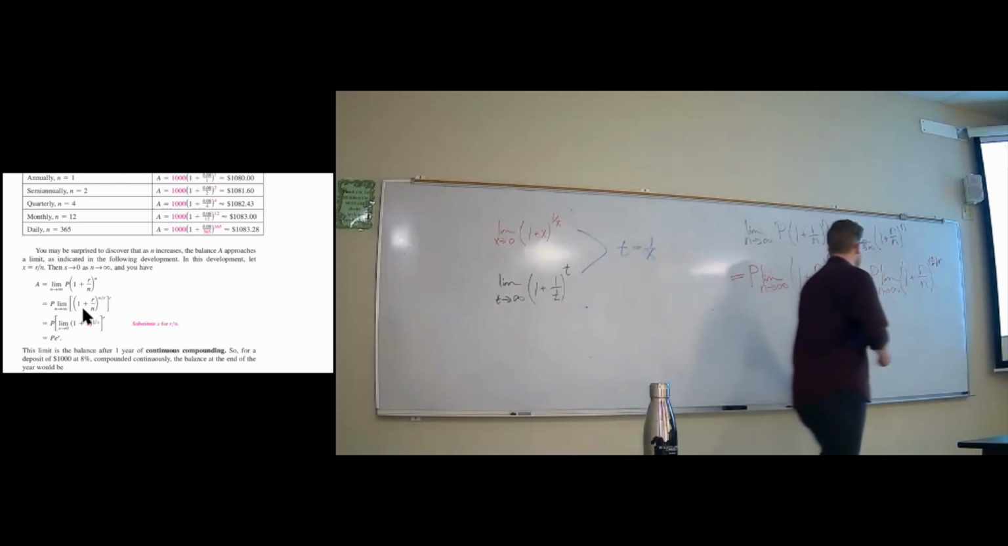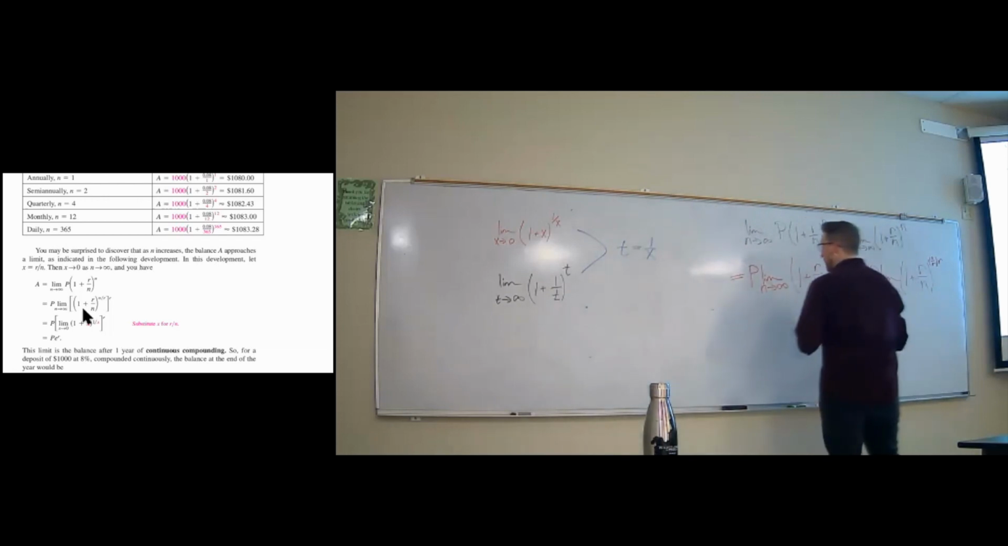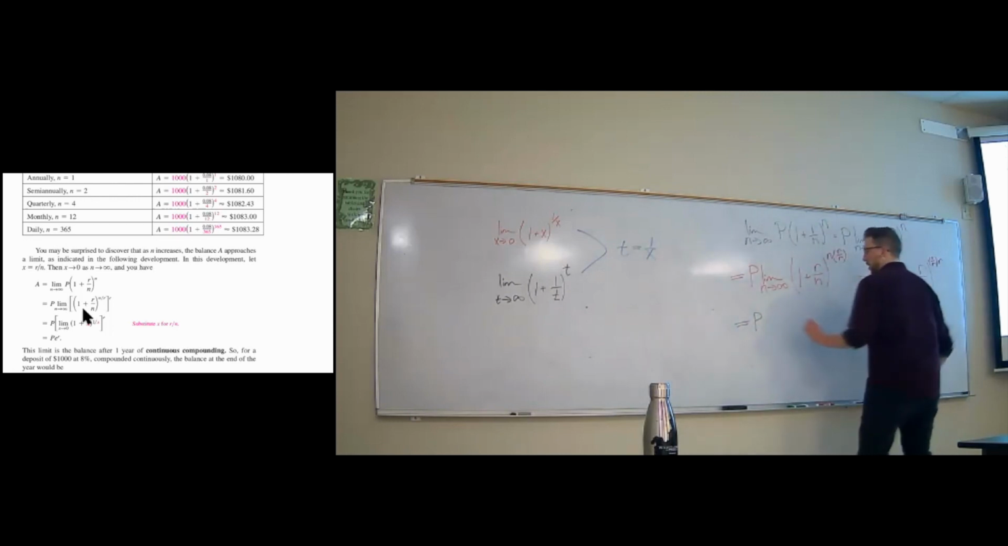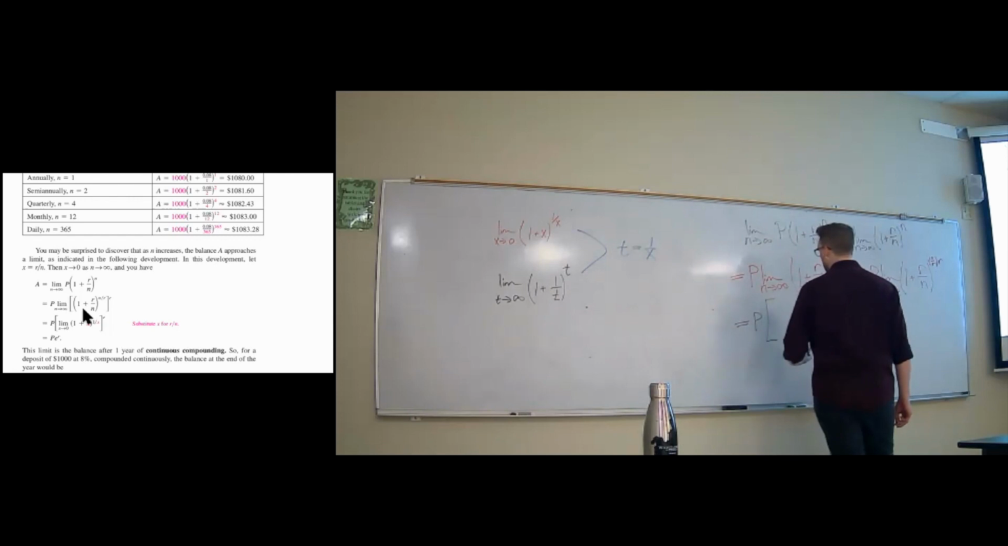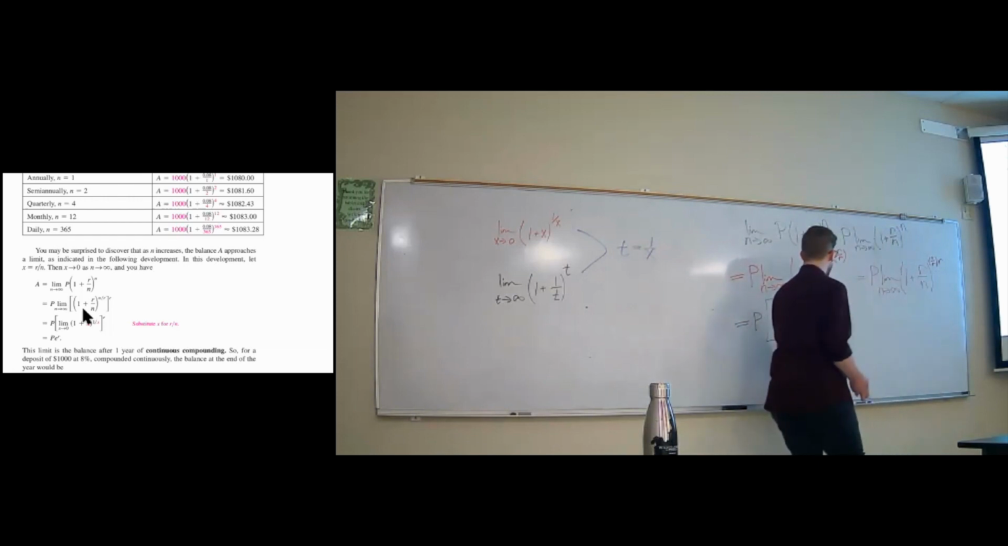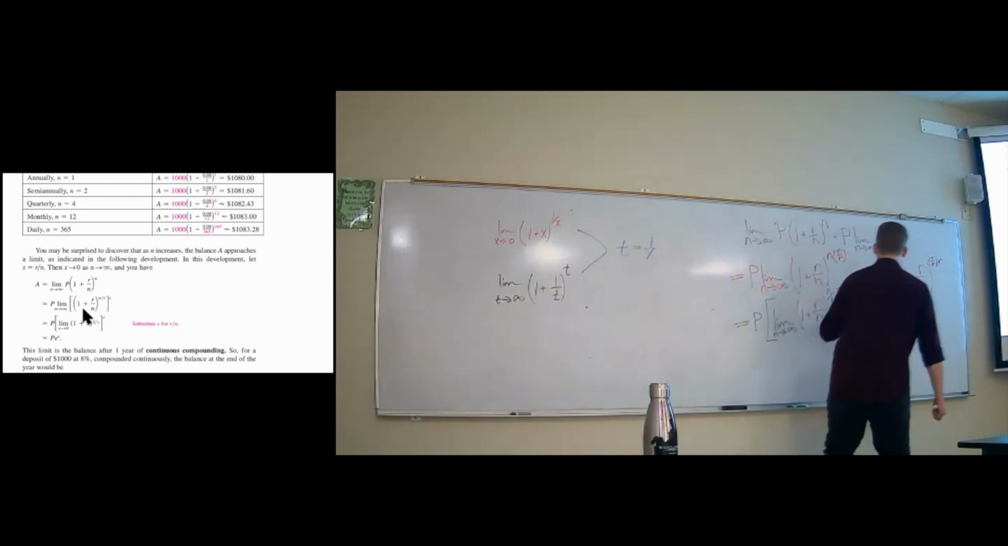Continue. So now we've got this rule about exponents that lets us say, let's pull out this r. Let's do it in a special way. We're going to say the limit as n goes to infinity of (1 plus r over n) raised to the n over r, that quantity raised to the r.